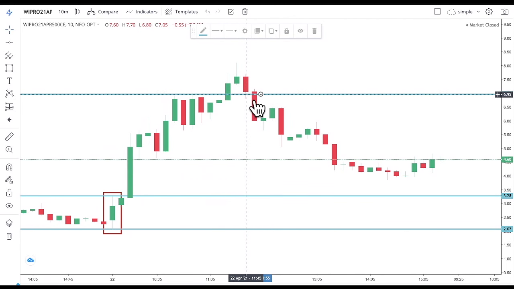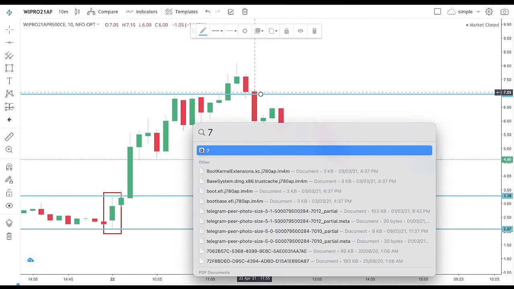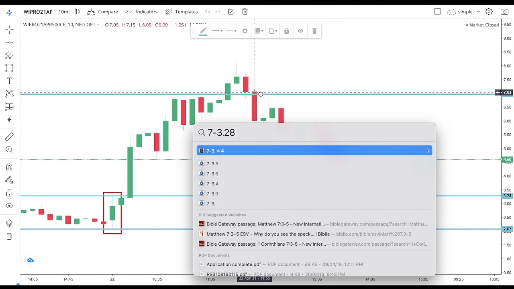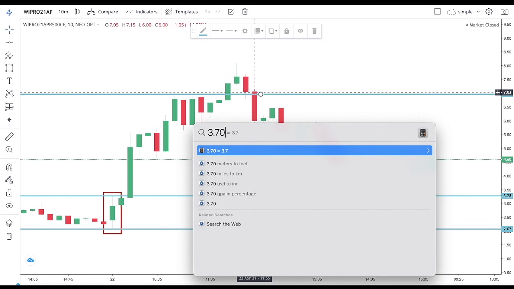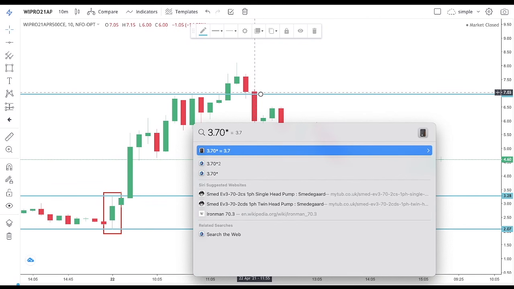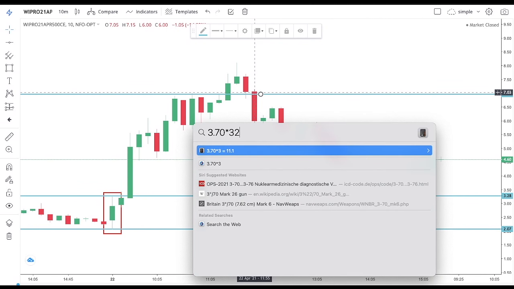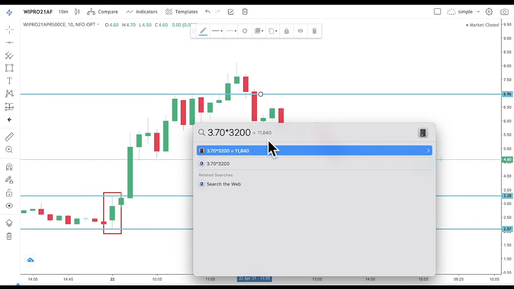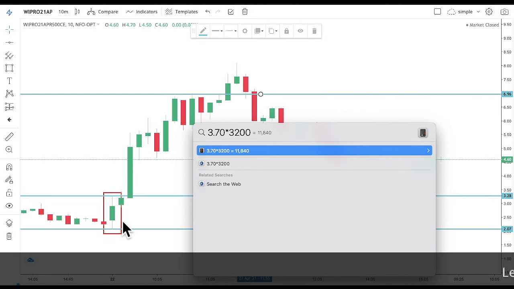If you had taken this trade, right, so 7 rupees minus 3.28, it is 3 rupees 70 paisa, right? We need to multiply this with the lot size. What is the lot size? The lot size is 3200. Okay, so what is your profit? Your profit is 12,000. So for the 3,800 risk that you're taking, you're making 3 times the profit.